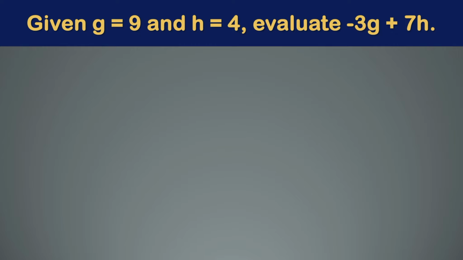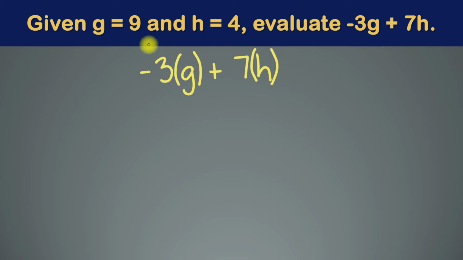In this video, we're going to evaluate this expression, negative 3g plus 7h, using the values that we've been given. So the first thing we'll do is rewrite this expression. An extra step that I like to take is to put each of my variables inside of parentheses. Next, I'm going to substitute the values that we were given into our expression wherever we see their variables. So wherever I see g, I'll write 9, and wherever I see h, I'll write 4.